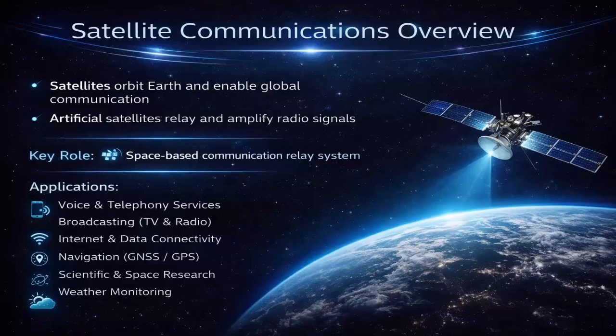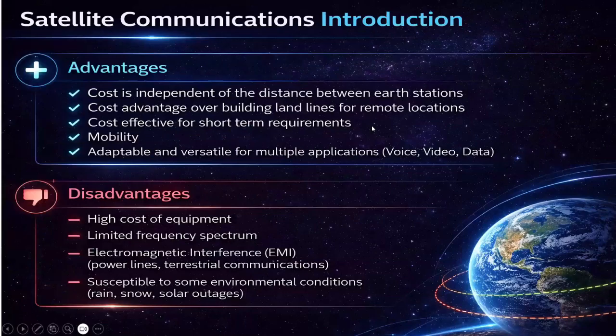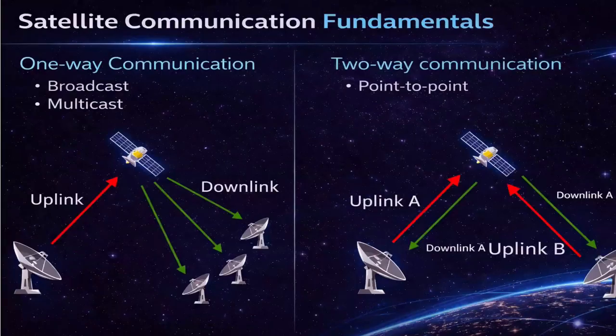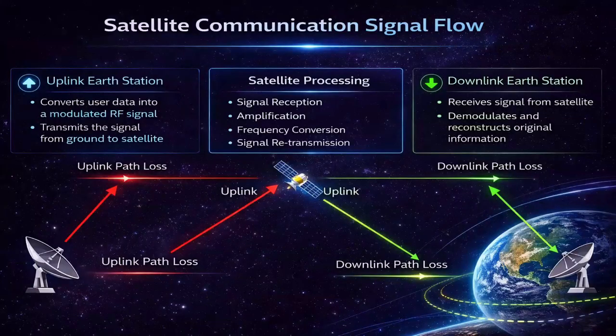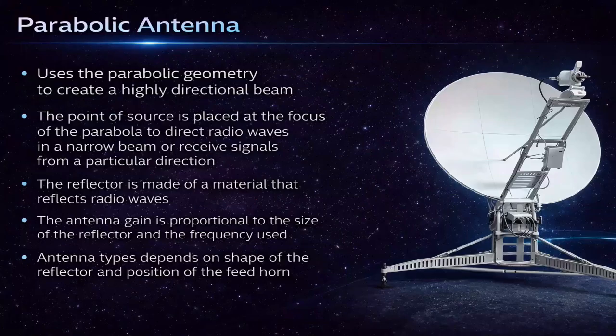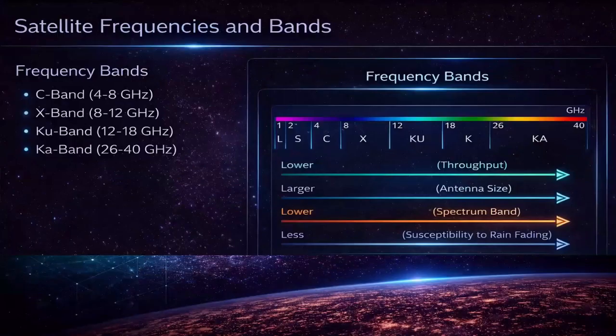In our previous sessions, we have covered various topics like satellite communication overview. We also discussed various advantages and disadvantages of satellite communication. After that, we looked at one-way communication, two-way communication, broadcast, multicast, point-to-point, all these things. We then explored the satellite communication signal flow. In addition, we covered parabolic antennas, which are the heart of satellite communication, and we went into detail on them.